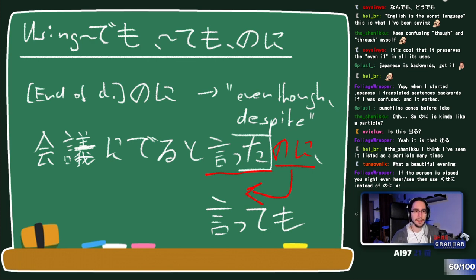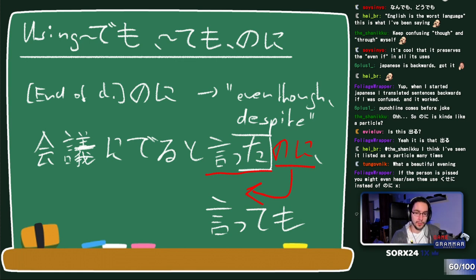Often it is said when you don't expect someone to actually do something, or you're disappointed. Disappointment is a good one. Noni is often used to express disappointment. Like, kyō aeru to omotta no ni. Like, even though I thought we'd be able to meet today. Kyō aeru, be able to meet today. To omotta, I thought, no ni. Often also with past tense.